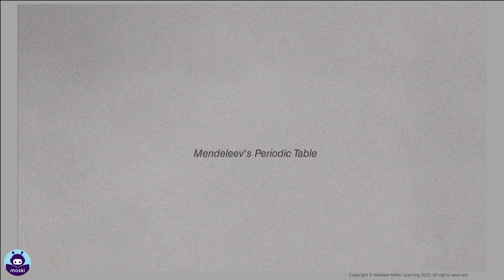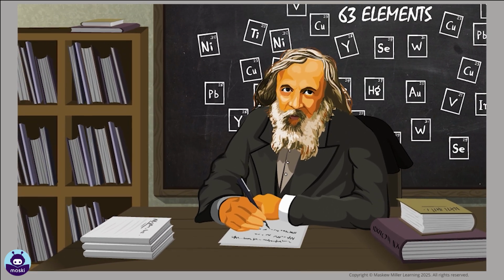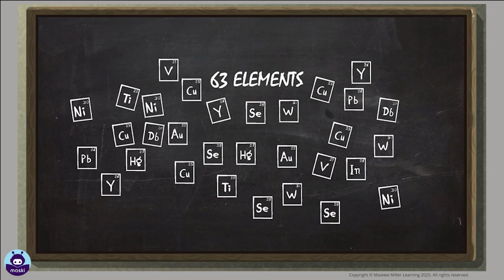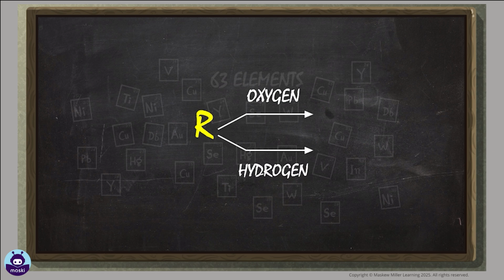Mendeleev's periodic table. An important contribution to the classification of elements was made by a Russian chemist, Dmitry Ivanovich Mendeleev. 63 elements were known during his time. He used the letter R to represent the elements. He found that hydrogen and oxygen were very reactive and formed oxides, RO2, and hydrides, RH4, with most elements. He treated this as one of the basic properties of the elements for classification.